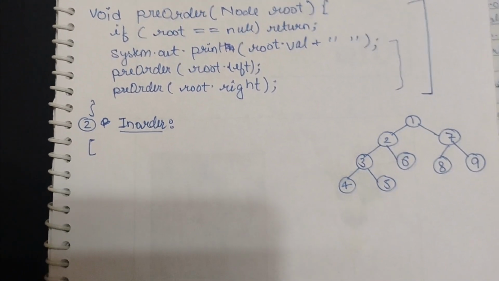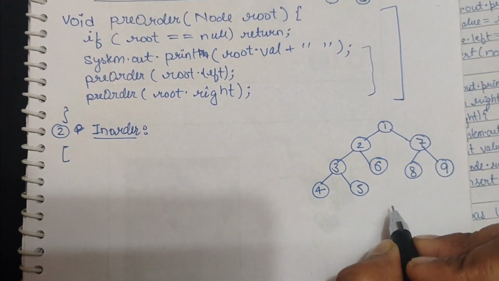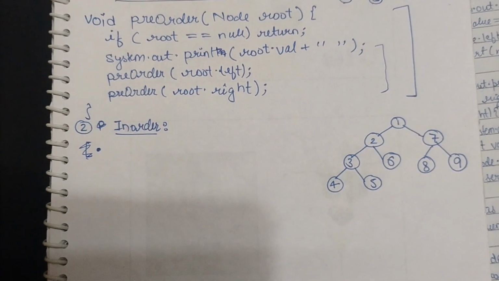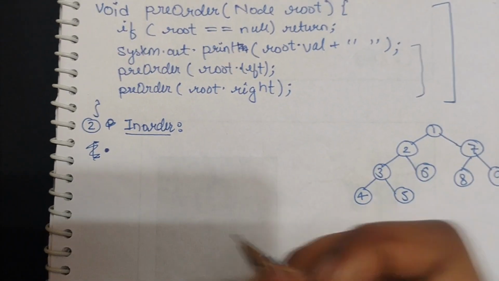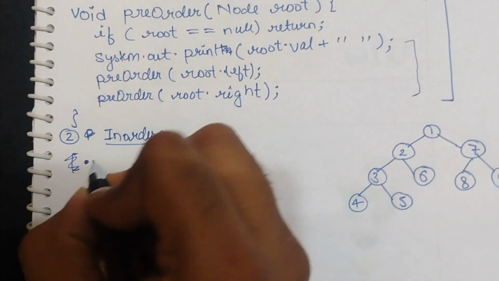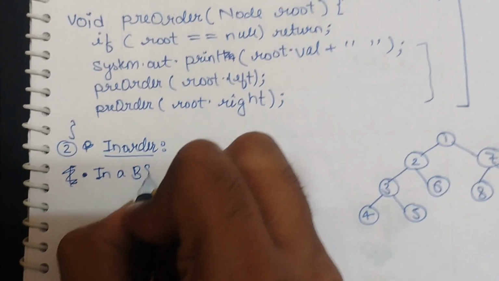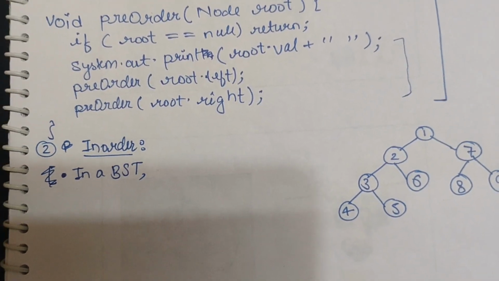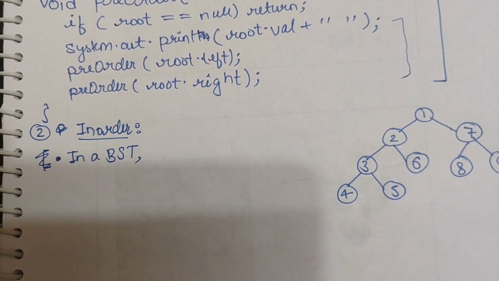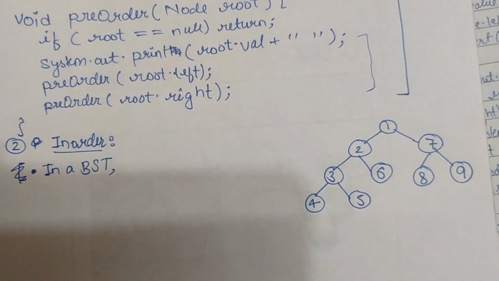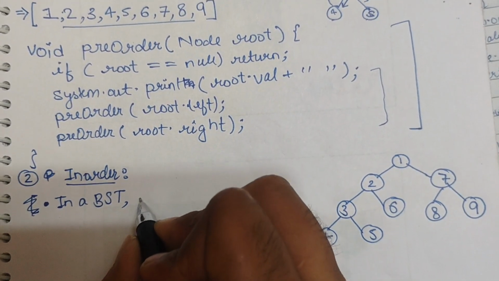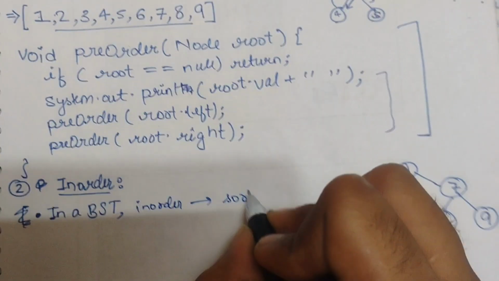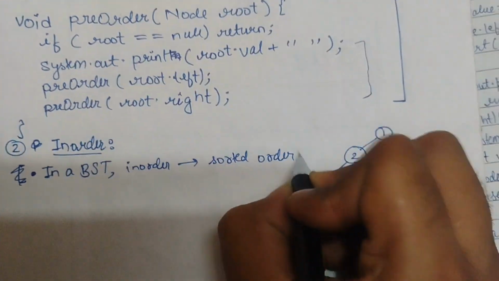So now we'll move on to Inorder Traversal. I again took the same example of the tree. Before starting this, it is a kind of property that in a BST, that is a binary search tree, you know what is a BST? BST is a binary tree where the left nodes have lesser value and the right nodes have greater value than a particular node. In a BST, if we do an in-order traversal, in-order traversal gives a sorted order.